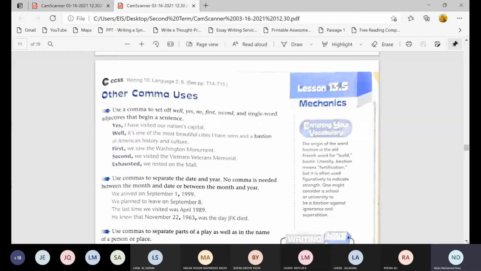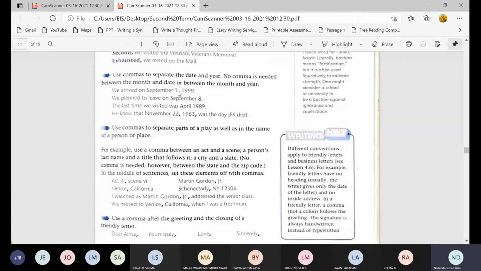Then use commas to separate the date and year. No comma is needed between the month and date, or between the month and year. So I separate the date and year. No comma is needed to separate the month and date, or between the month and year. So we arrive September 1, 1999. Okay, and here we should add a comma because we cannot put the numbers directly together, it will be a number.